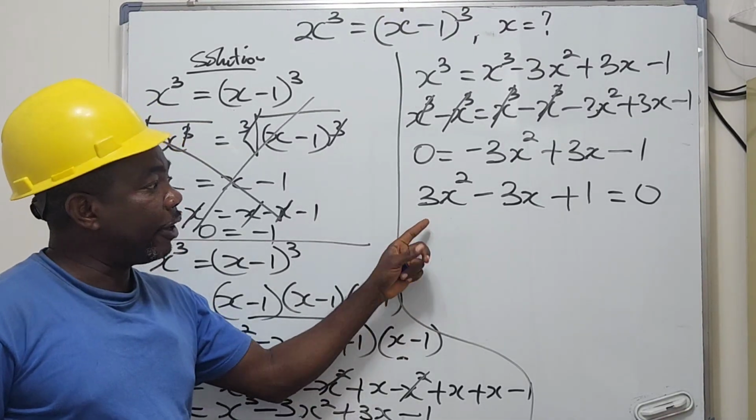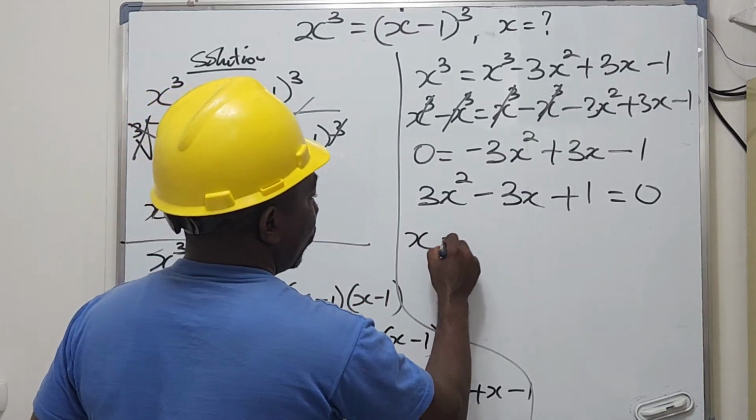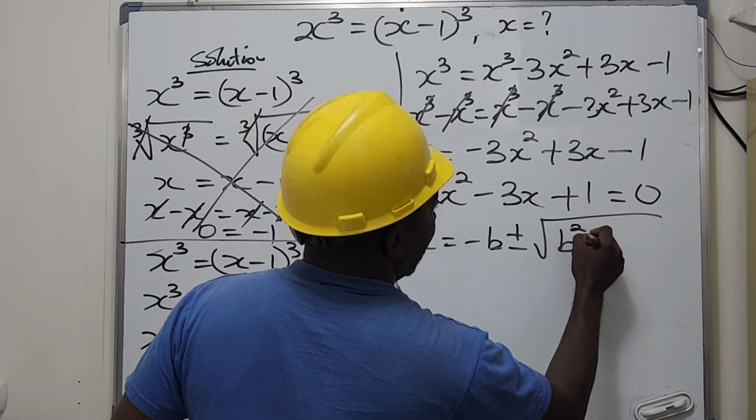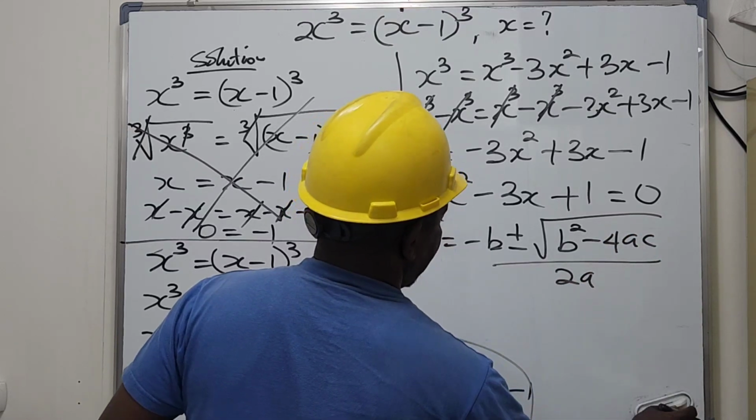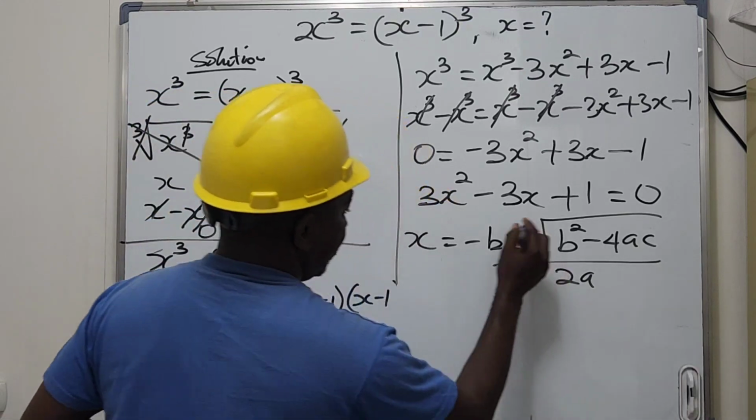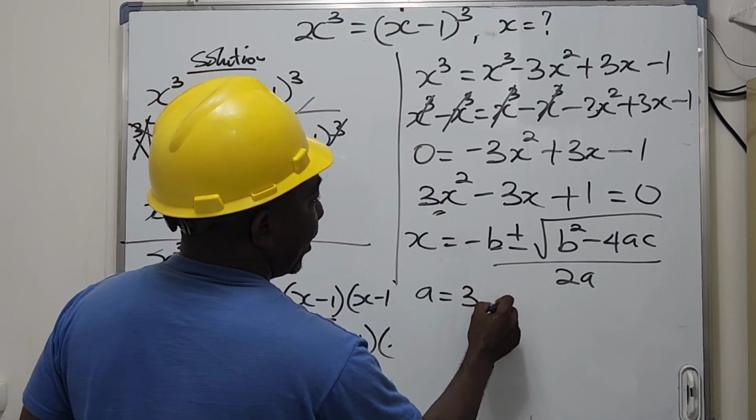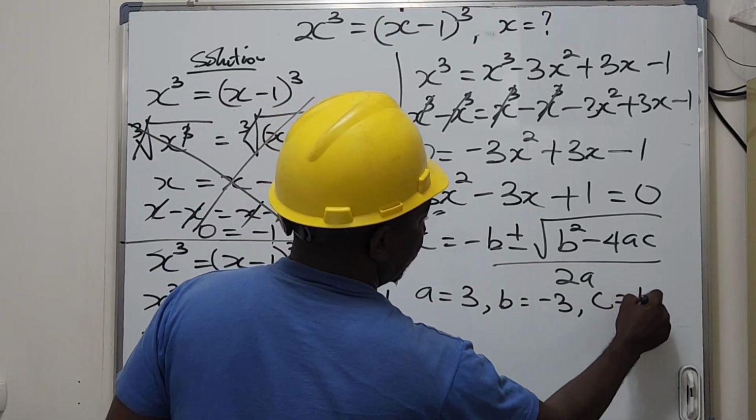So for us to simplify this, we use the quadratic formula where we have x equals to minus b plus or minus square root of b to the power of 2 minus 4ac all over 2a. In that case, the value of a from this equation will be 3, and the value of b equals to minus 3, and the value of c equals to 1.